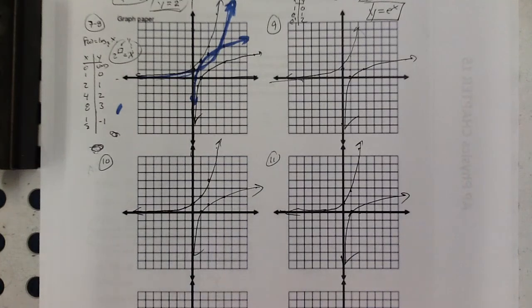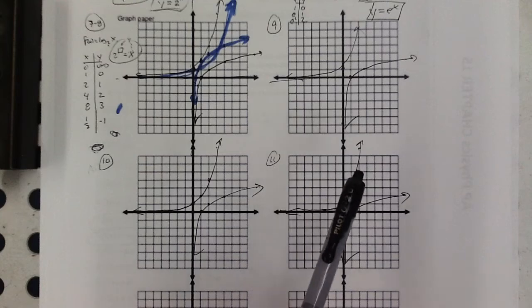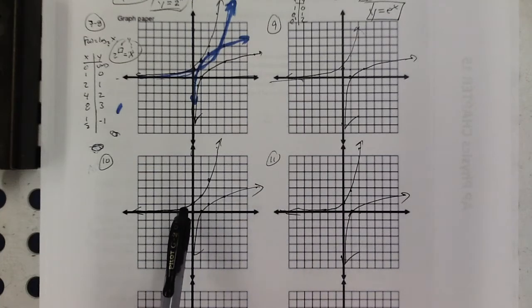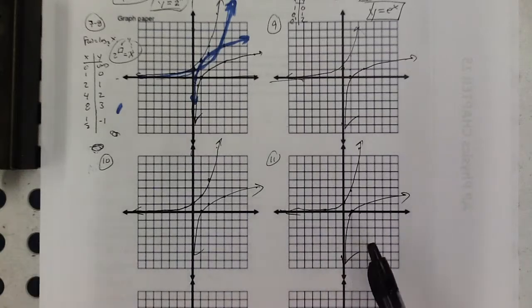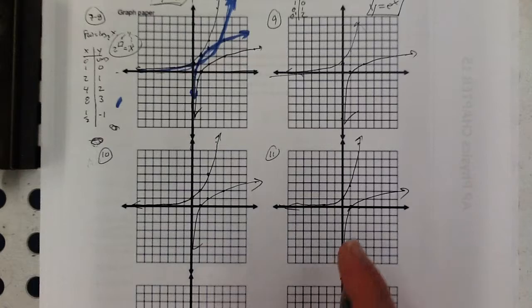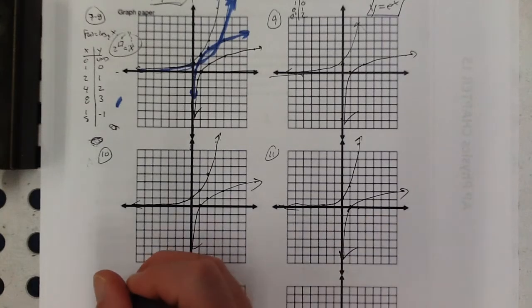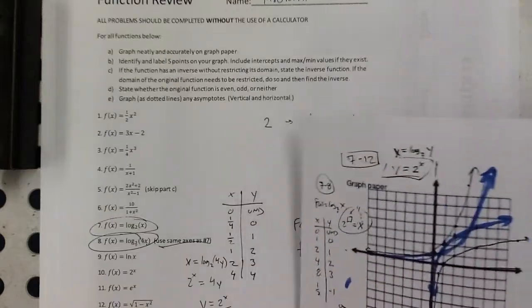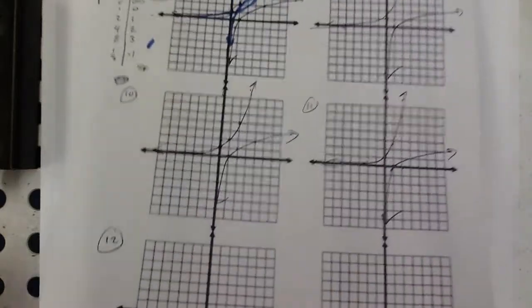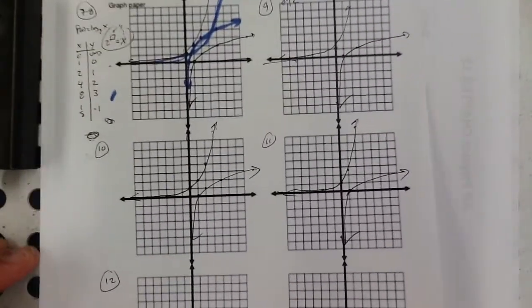Now those look real similar, don't they? The difference is the base here is 2 and the base here is e. So if you look closely, they're not quite the same. This goes up a little more steeply and this flattens out a little more quickly because e is a little bigger than 2. All right, home stretch. Number 12. 12 and 13 are pretty similar here.